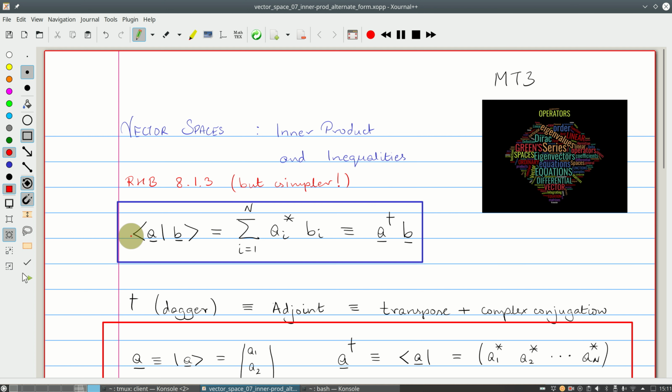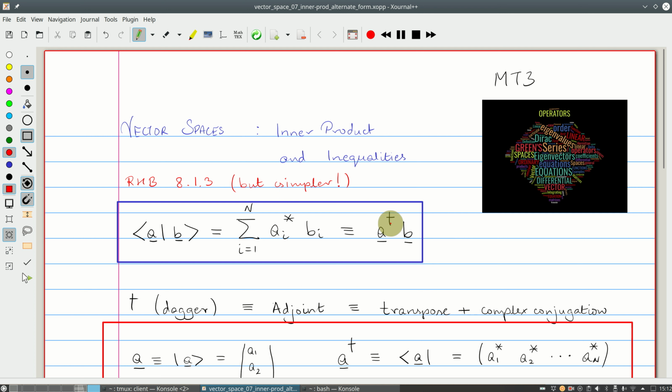We've been seeing the inner product in the Dirac form, so it's the bra-ket notation where A is in the bra and B is in the ket. And we showed that if you're using an orthonormal basis, then the inner product can be written in this simple form: sum i goes from 1 to n, n is the dimension of the space, a_i star b_i, where the a_i and the b_i are the components of the vectors A and B respectively in this basis. Now what I'd like to show you is that an equivalent form for this is written as follows.